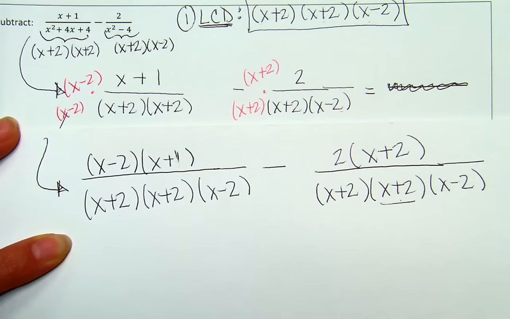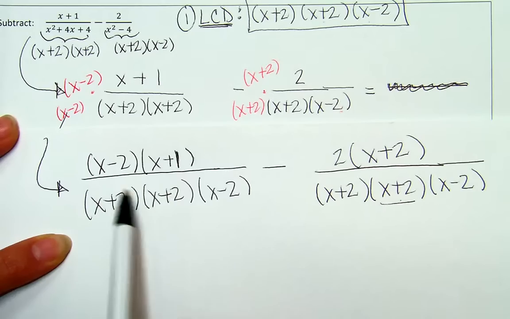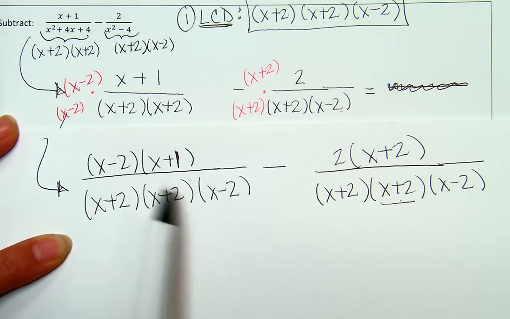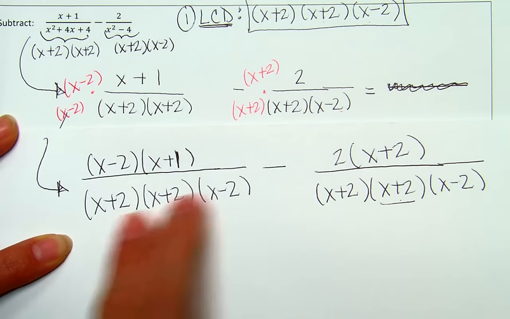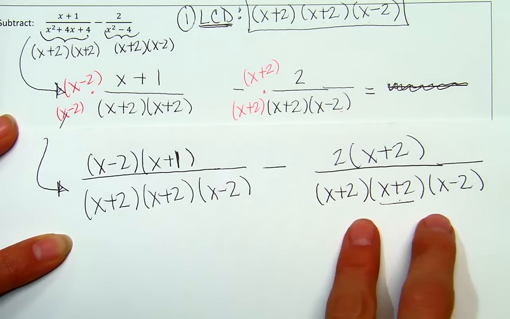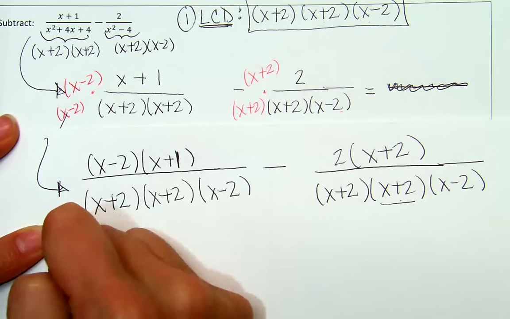Now at this point, because we're subtracting fractions, we can't cancel out the pieces that we have here. Because if you just cancel out this x minus 2 and this x minus 2, we're going to end up with fractions that don't have the same denominator anymore. So the idea is we're not simplifying until the very end. Now we're going to subtract, but before we do that, we still have a couple more steps.